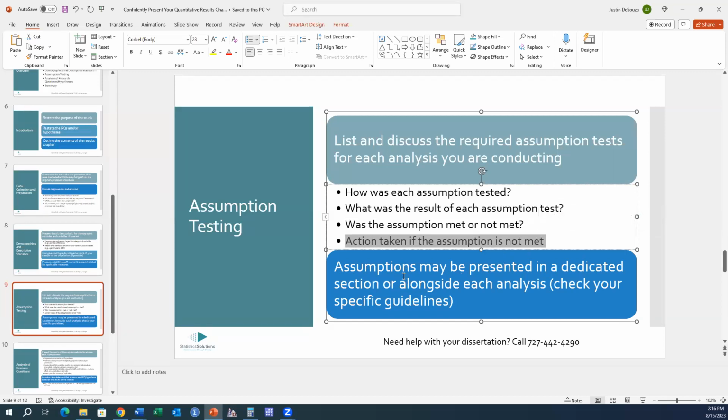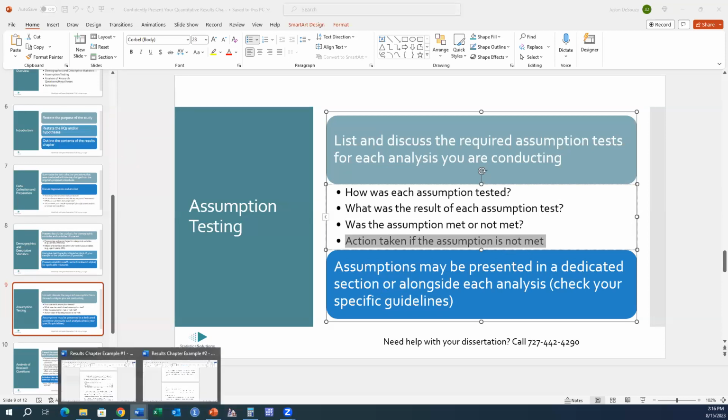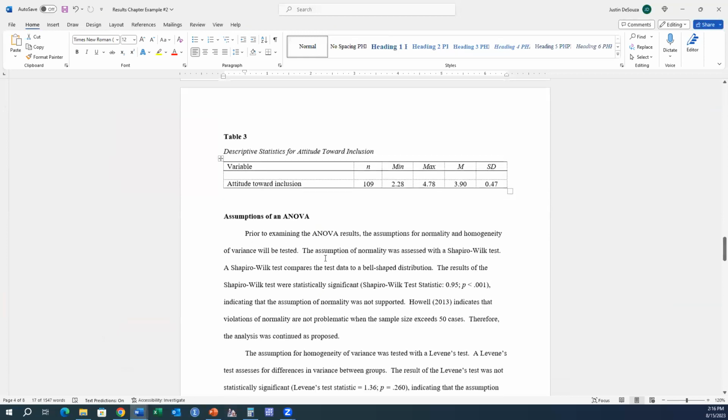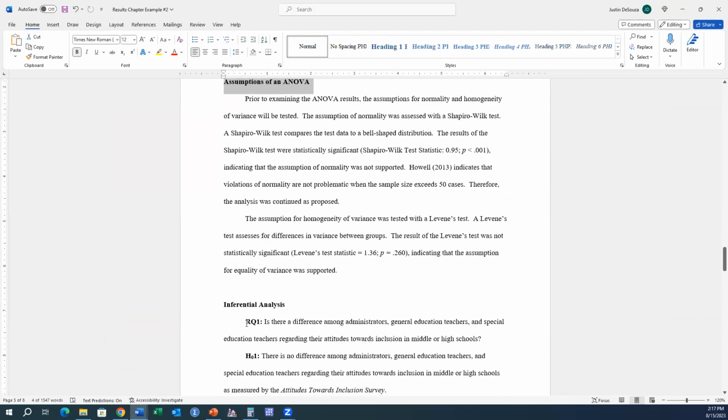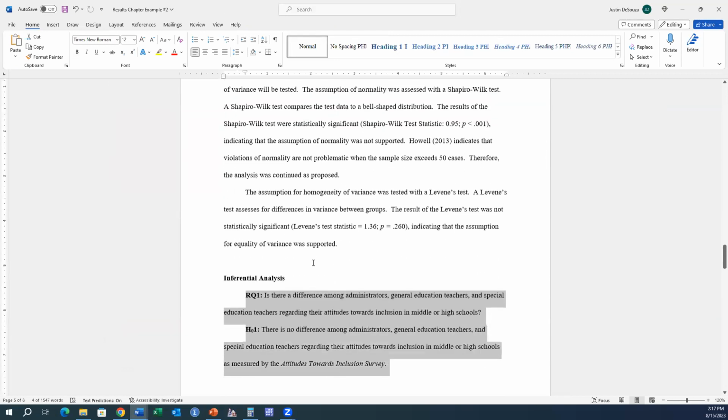So this can be done in a couple different ways. It depends on your template for your school. Sometimes there's a dedicated section, report assumptions, before you present your research questions. Other times I've seen the assumptions presented underneath each research question. I can show you both of those examples here. In this example, we have a dedicated assumption section. So here, assumptions of an ANOVA is presented before the research question.